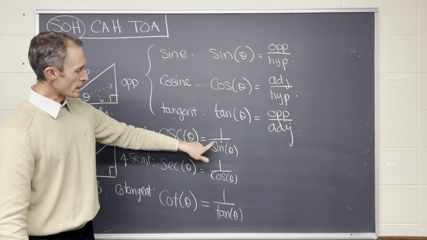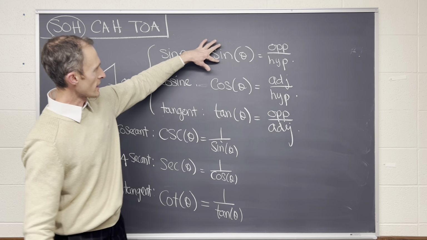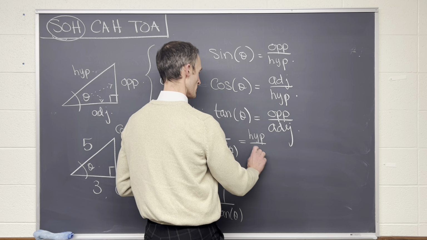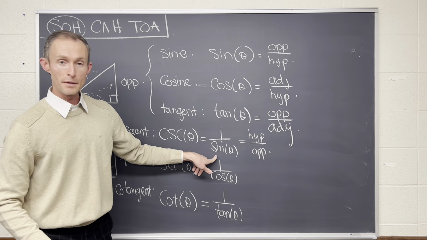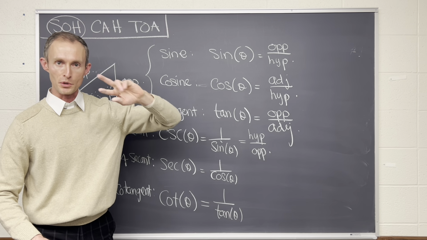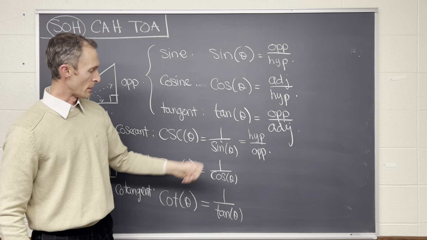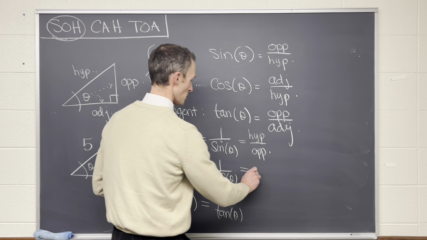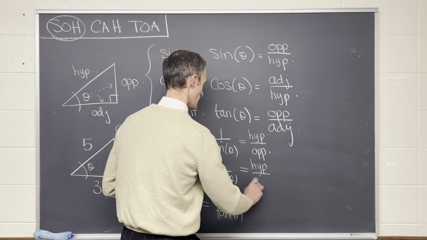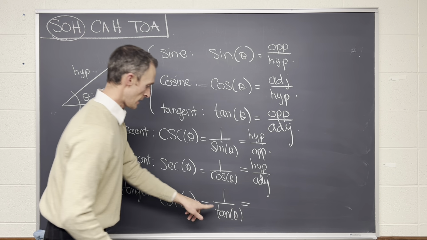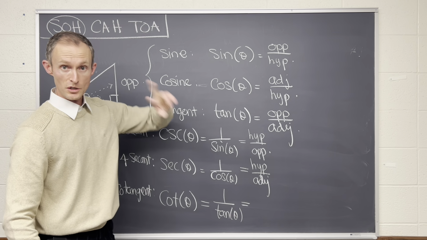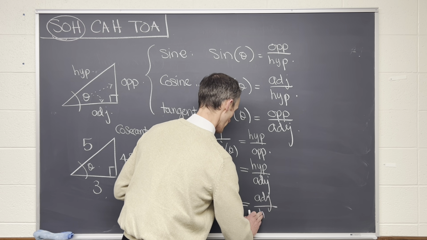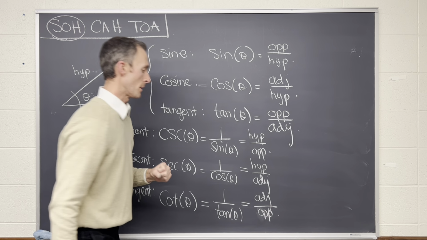So if I say what is 1 divided by sine, well, that's really just take sine and flip it. So that's going to be the hypotenuse over the opposite. Right? How do I do 1 divided by a fraction? I take the lower fraction, I take its reciprocal, i.e. flip it, and then I just multiply by the numerator. Same thing here. Cosine was adjacent over hypotenuse, so the flip of that will be hypotenuse over adjacent. And tangent was opposite over adjacent, so 1 over tangent, we'll just flip it, so that'll be adjacent over opposite.